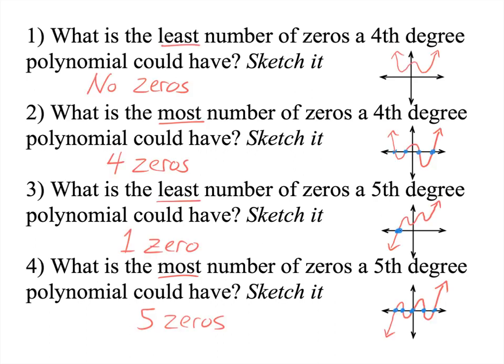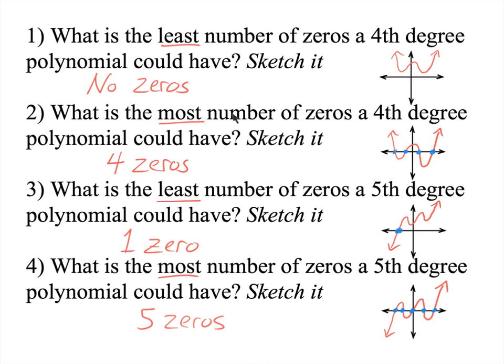Alrighty, so for this question, what is the least number of zeros a fourth degree polynomial could have? Well, can you see a fourth degree polynomial? Perfectly fourth degree, and there are no zeros. Anytime you have an even degree, you could have no zeros. It could just keep turning around above. That actually means there are 4 imaginary zeros. That's why there's no real zeros, no actual x-intercepts.